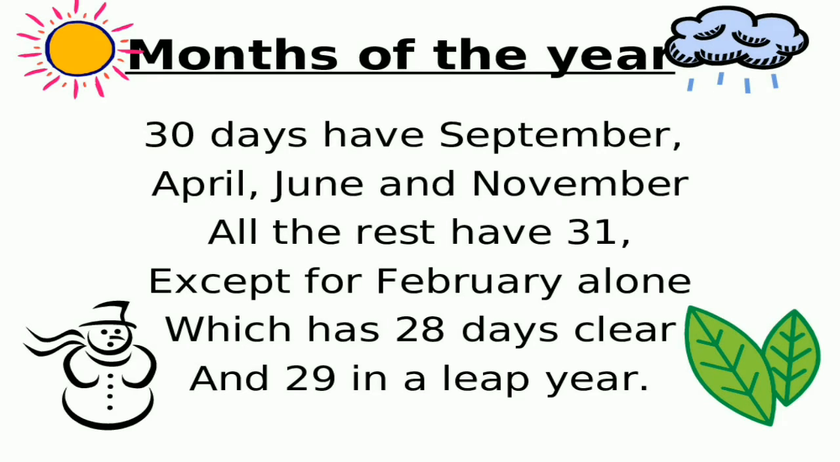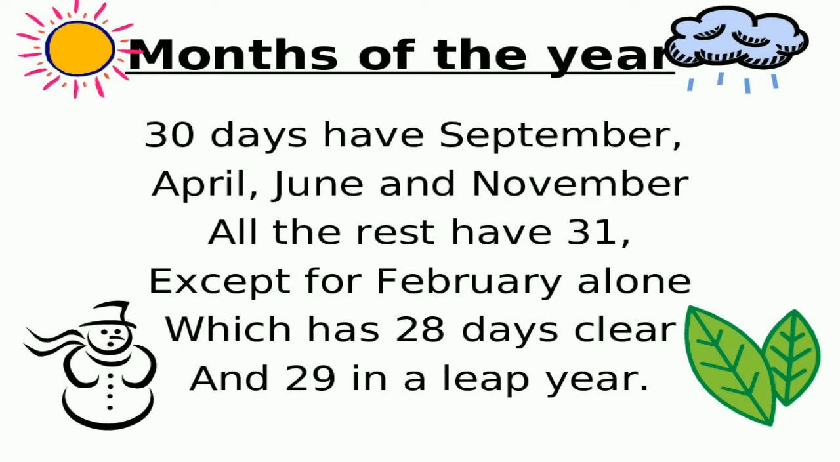Of the months of the year, 30 days have September, April, June, and November, and all the rest have 31, except for February alone, which has 28 days clear and 29 in a leap year.